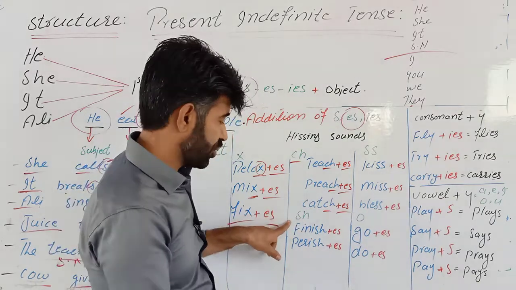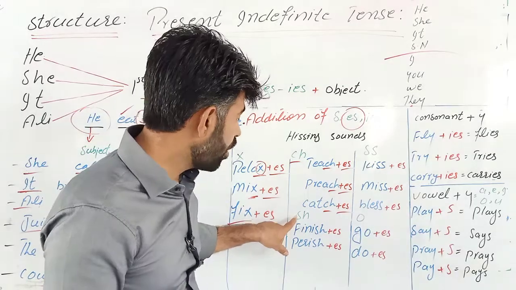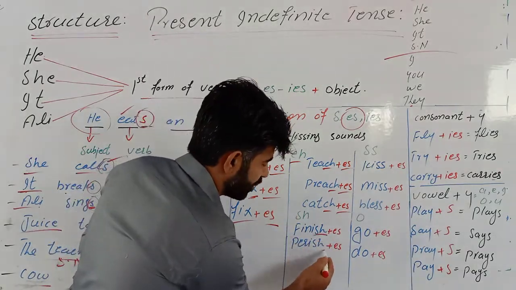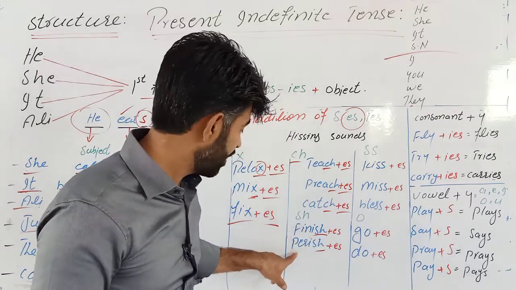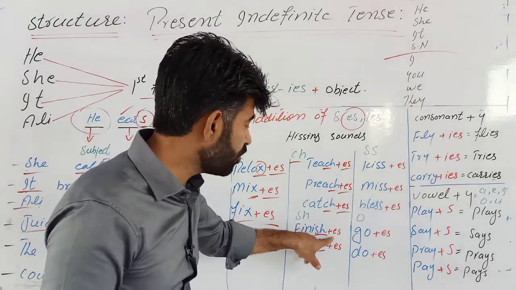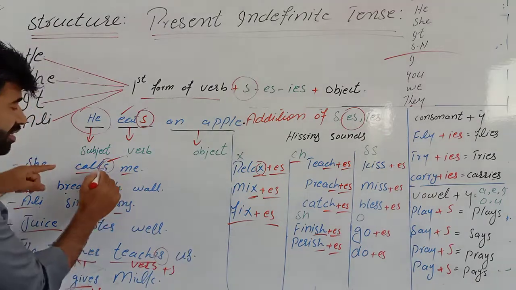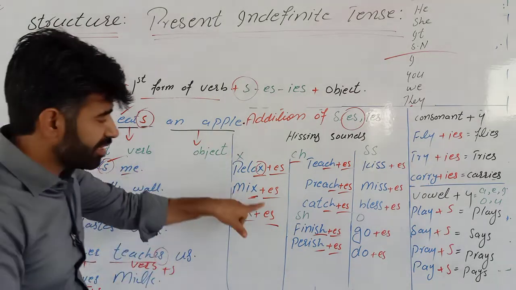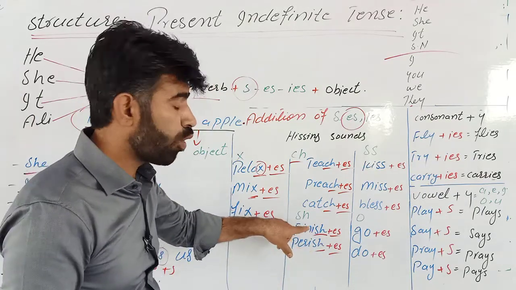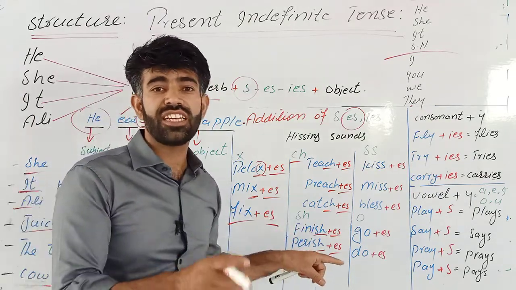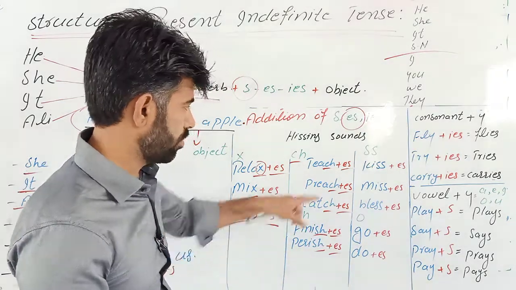So look at this, SH. This was ch, and this is sh. So if you have this SH at the end of a verb, for example, finish, perish, what do you have to do? Simply add ES. Don't add just S like these verbs. This is a different condition. You have to add ES at the end if you want to use these verbs in present indefinite tense with he, it, or a singular noun.